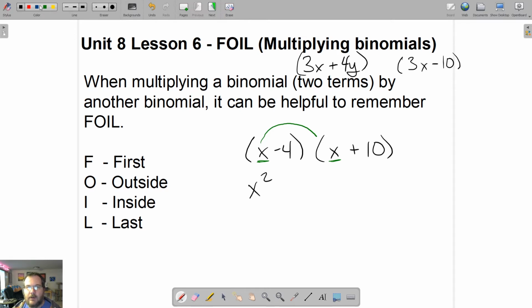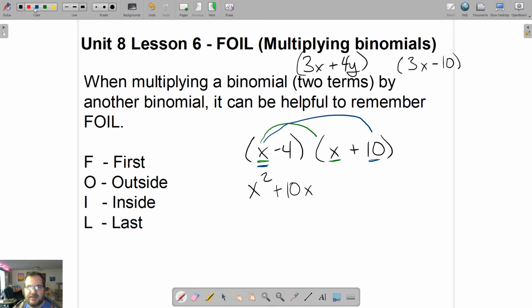Now the O for outside means outside times outside. So on the outside on the left-hand side is x. On the outside on the right-hand side is 10. So I'm going to do outside times outside, x times 10, which is 10x. And it's positive because they're both positive, so plus 10x.